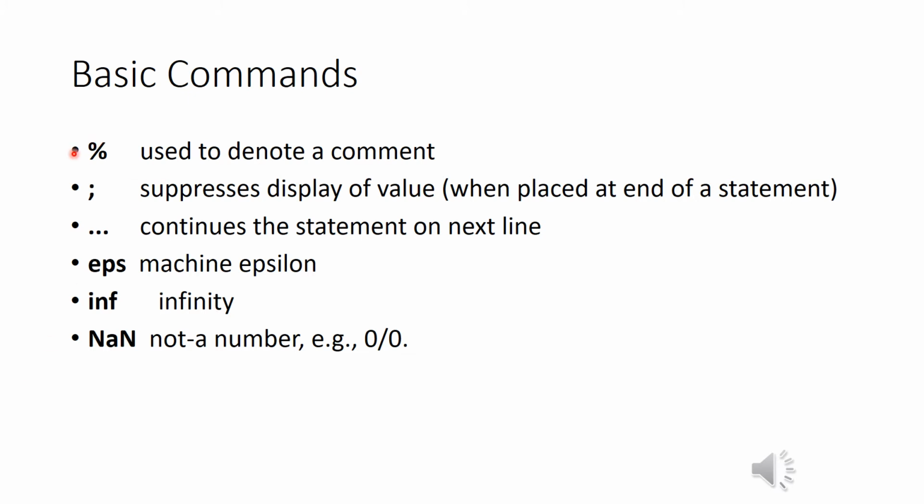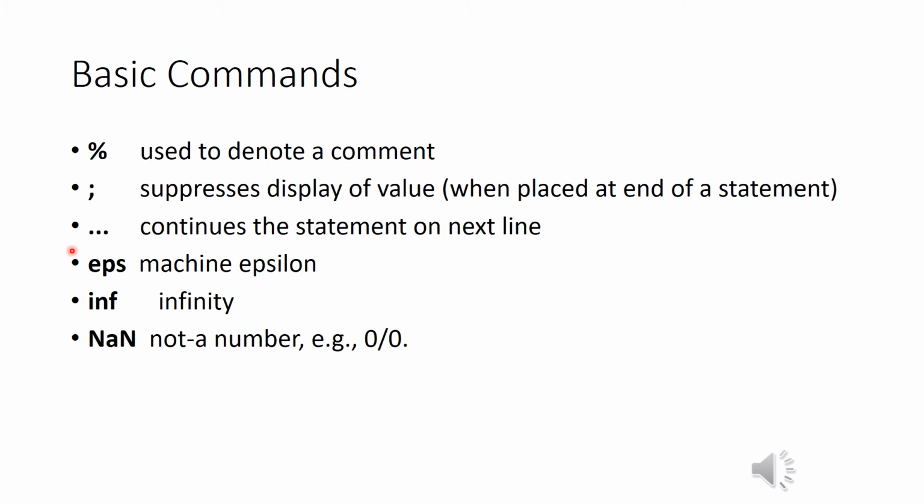Here we have a percentage sign, which is used to denote a comment. If you want to insert a comment line, you place a percentage sign first, and then write all the comments. We have another thing, the semicolon, which denotes the end of a statement. It suppresses the display of the value, and it is placed at the end of the statement.